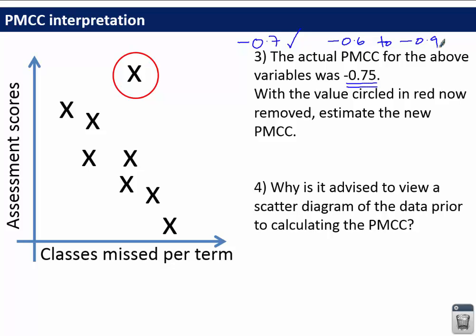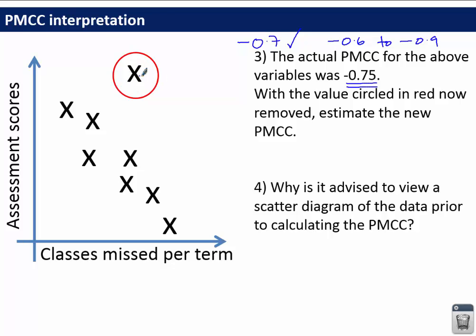Now for this next question, we're told that one of the values circled is now removed, and we then have to estimate the new product moment correlation coefficient. Now if we look at this value over here, the value that's circled, it's quite far away from the rest of our data. The rest of the data is quite tightly packed around a straight line, but this one is quite far away. So we can see this piece of data as an outlier.